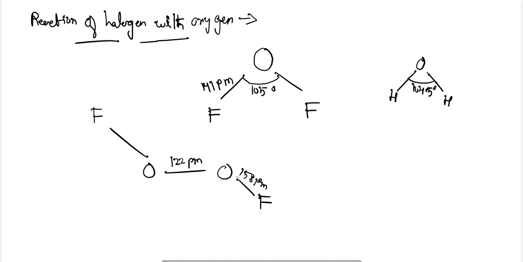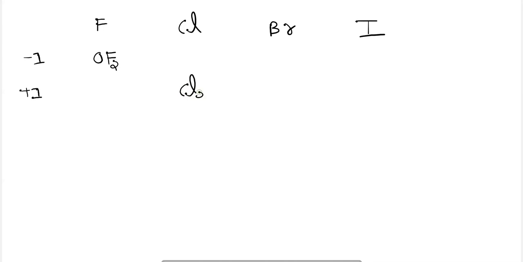Next, the next type of oxygen compounds can be formed with fluorine, chlorine, and bromine. I am making a table here to make it easier for you to remember. If I am talking about the -1 state, then fluorine can form OF2. Chlorine, bromine, and iodine do not form oxygen compounds in the -2 state, while in the +1 state, chlorine forms Cl2O and bromine forms Br2O.